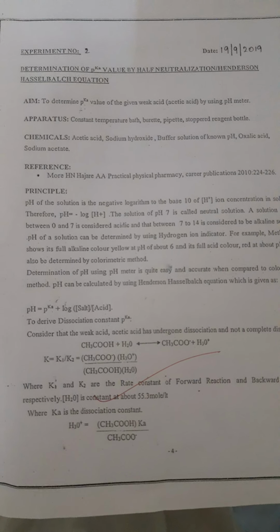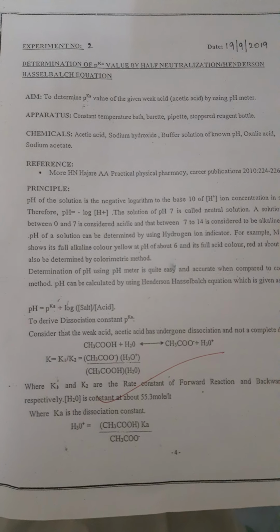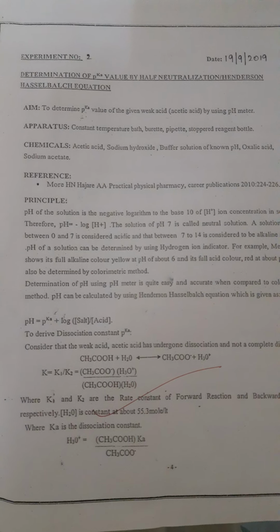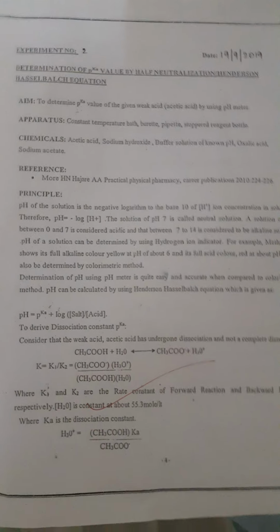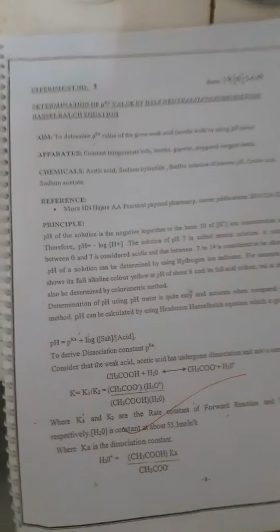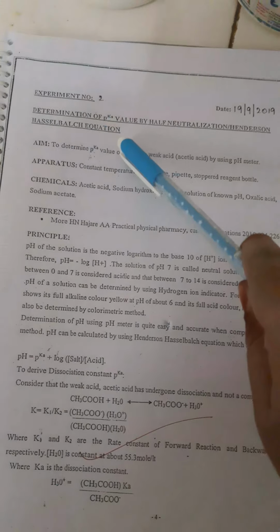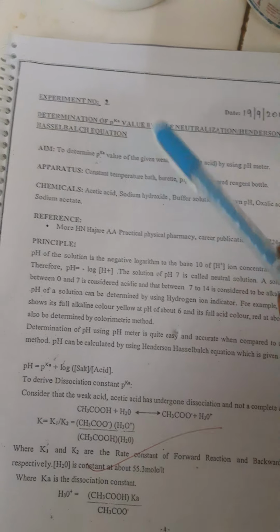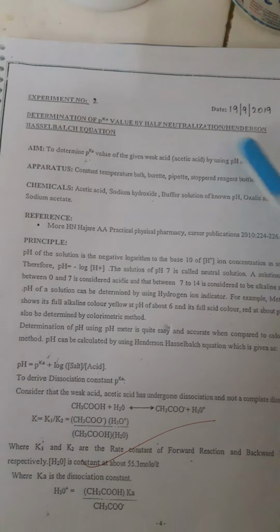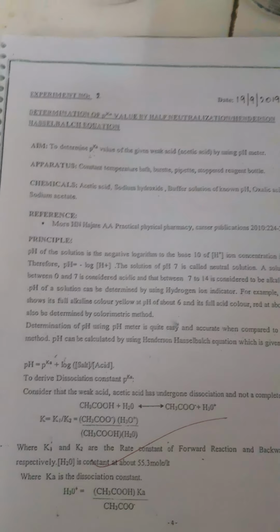Girls, next we will be going for the determination of pK value by the half neutralization method or Henderson-Hasselbalch equation method. We will call this the second experiment. Now we have to determine the pK value by the half neutralization method or Henderson-Hasselbalch equation method, right?